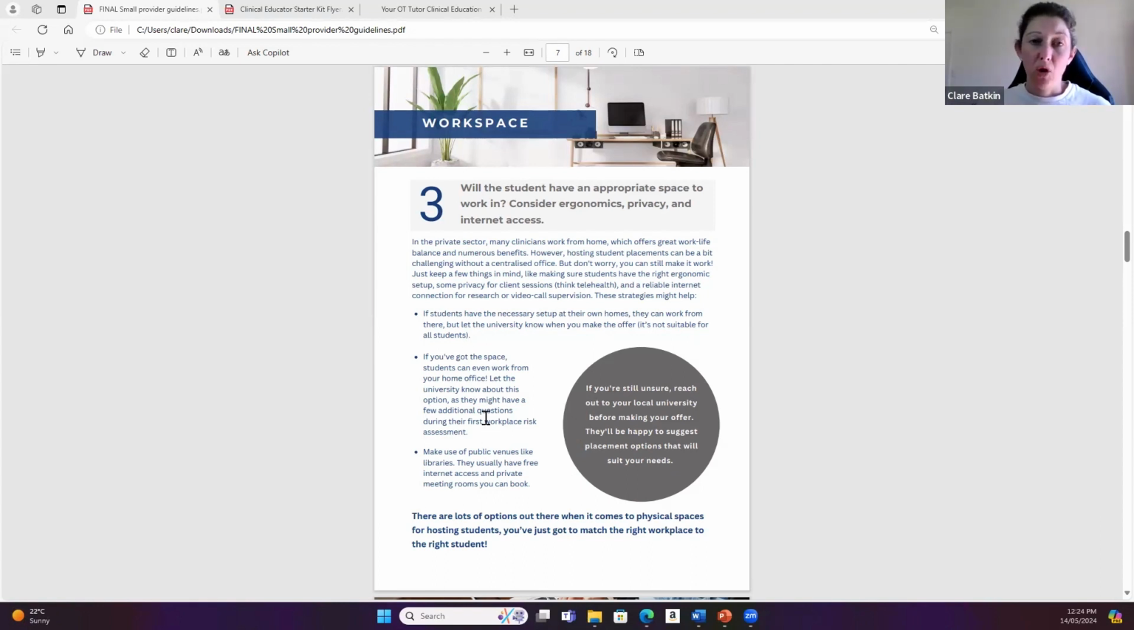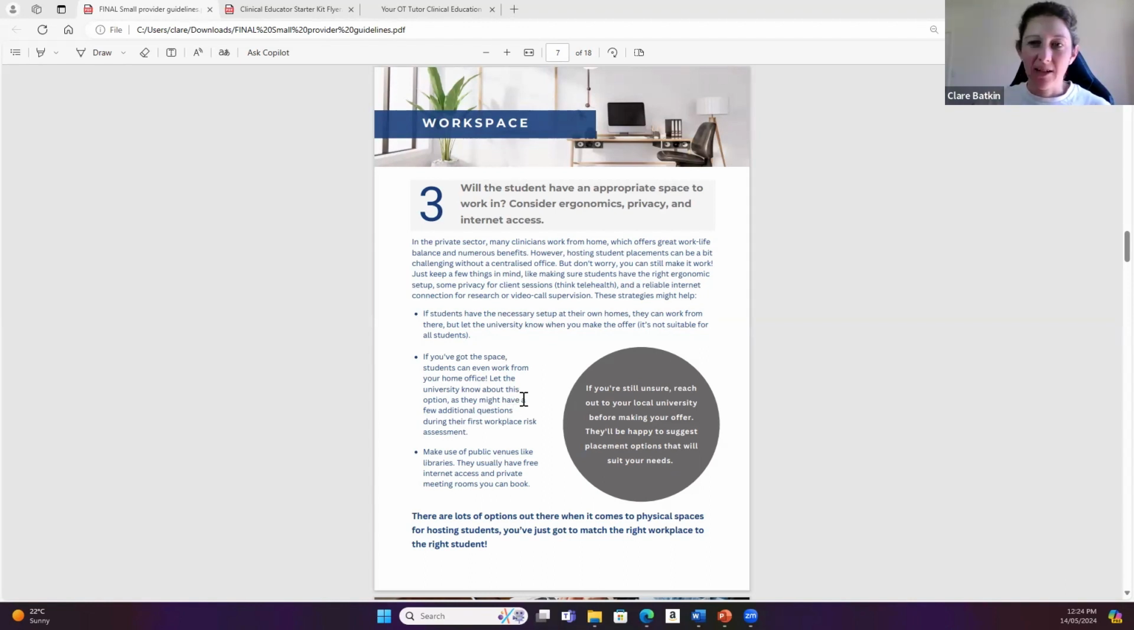And something to let the universities know when you're making your offer, because there could be some students who just don't have a space where they could work from their own home, or where they could go to access a library and all the things that they need to be able to participate in their placement. So students can work from home if they do have the necessary setup, but like I say, let the universities know. There's technically no rule saying that they can't work from your home office, but that will be an individual university decision to make, and you probably will need to go through some sort of work health safety checklist just to show that they've got an ergonomic setup and that they'll be safe if they are in your home office.